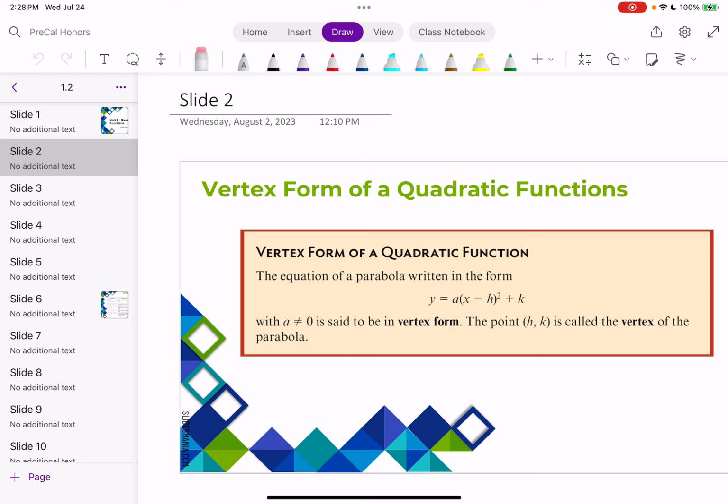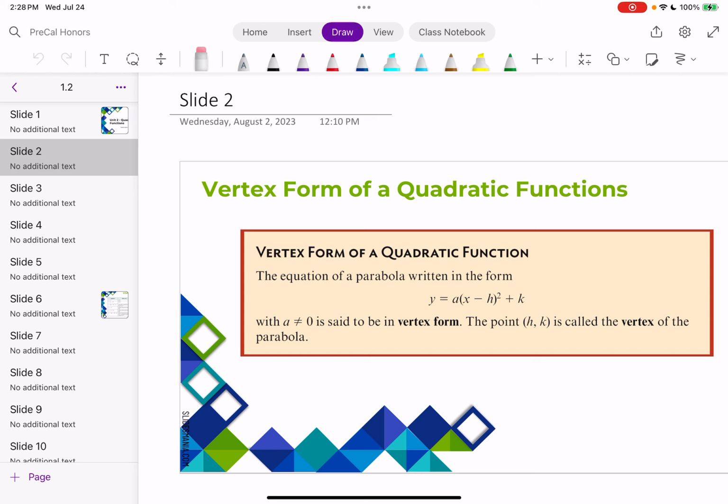If you're not sure about those slides, I would highly suggest you go back to 1.1, rewatch the video, and view that last slide to have a better understanding of what it looks like and how to work with it. We are going to go a little bit deeper into each one of them within this video. So we're going to begin with vertex form. It's shown as y is equal to a(x minus h) squared plus k.